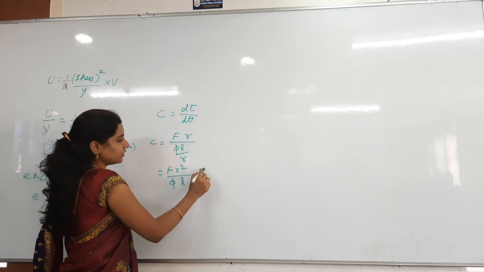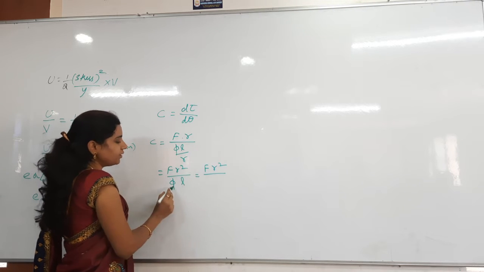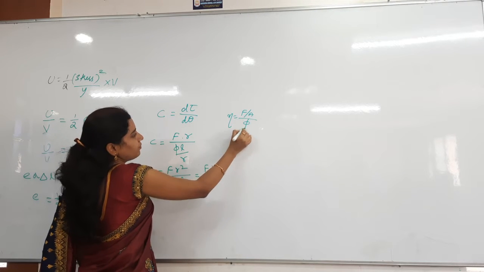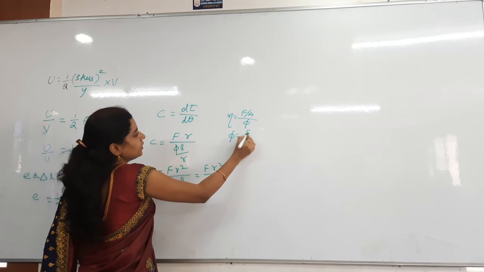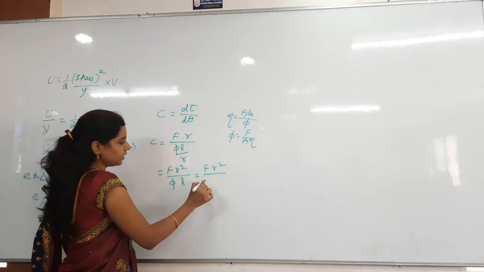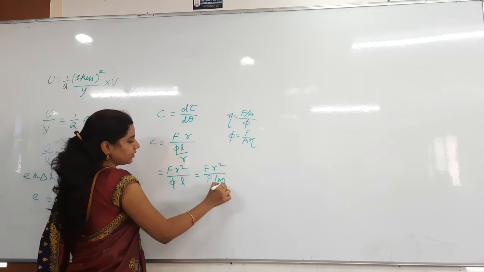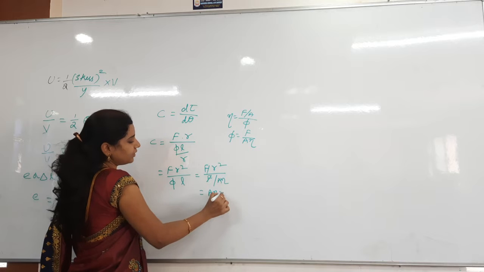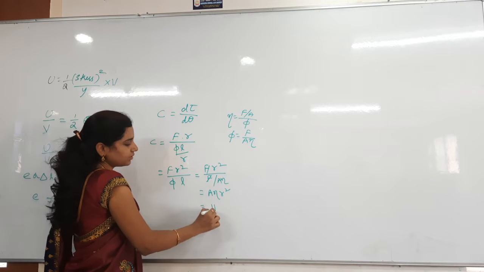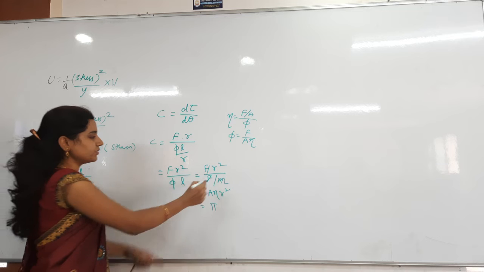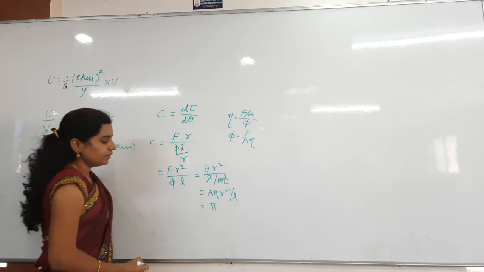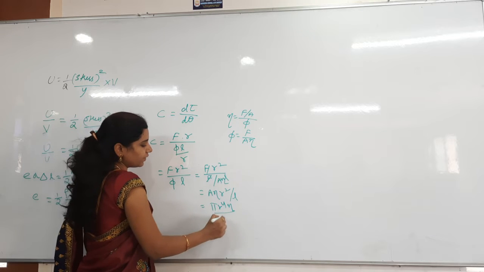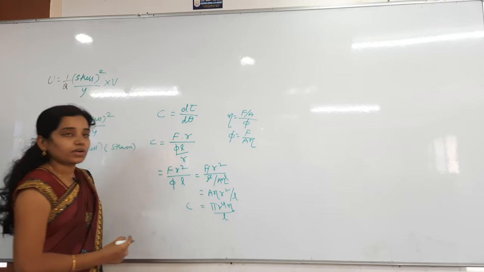So F into R square by phi, where neta is equal to what formula? F by A divided by phi. Then phi is equal to F by A into neta. So F by A into neta, F gets cancelled. What answer will you get here? A neta R square, and where is L? Yes, L is there, divided by L. Then you will get pi R power 4 into neta divided by L. This is the torsional rigidity.